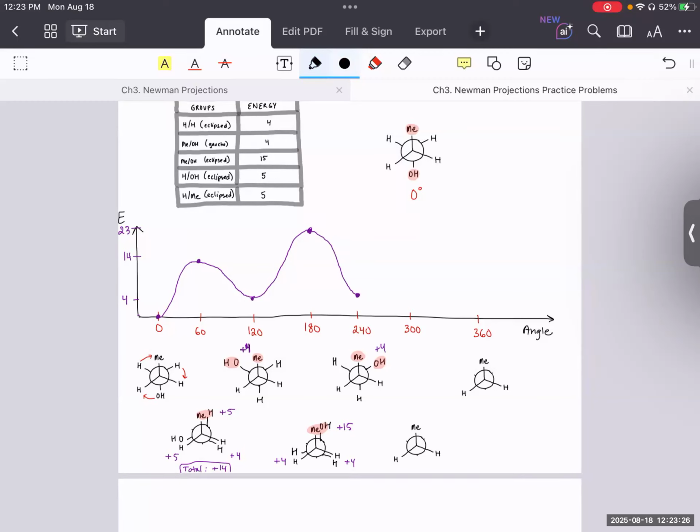Next state, we're going to be eclipsed again. Now we have the OH here, and we can calculate the different energies. A methyl and a hydrogen eclipse would be +5. An OH and an H eclipse would be +5 also. And then we have a +4 from that hydrogen-hydrogen eclipse. And so we're back to +14 here.